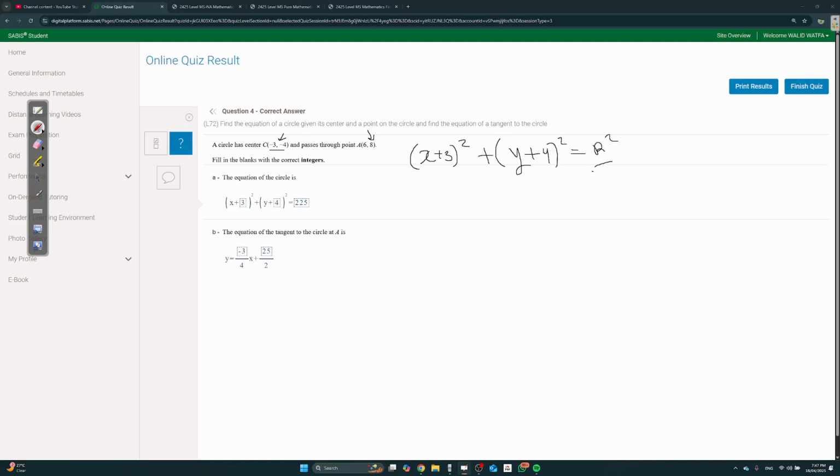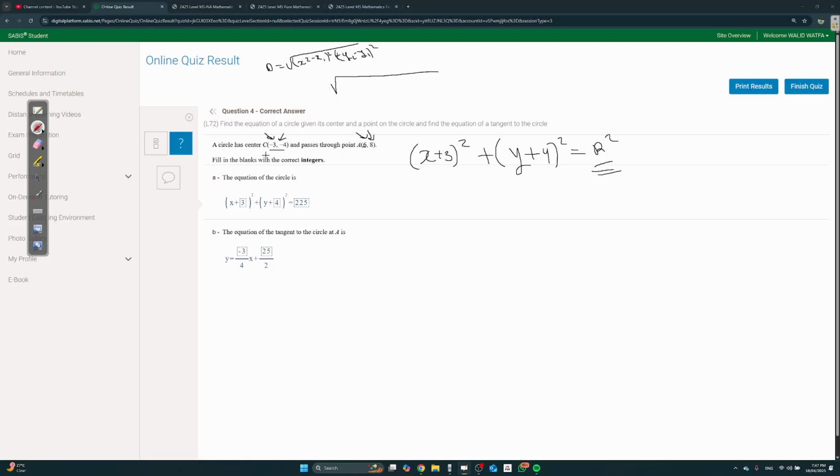So we're just missing this r. How do we find the r given the center and a point? We just find the distance between them, right? So x2 minus x1 squared. Remember, distance is the square root of x2 minus x1 squared plus y2 minus y1 squared. Okay, so you use this formula.